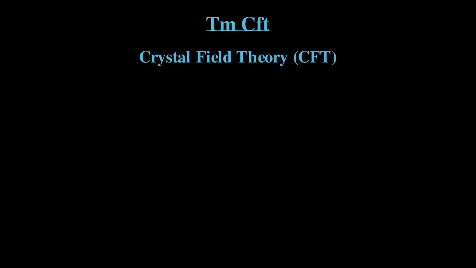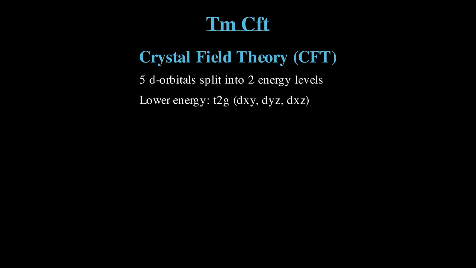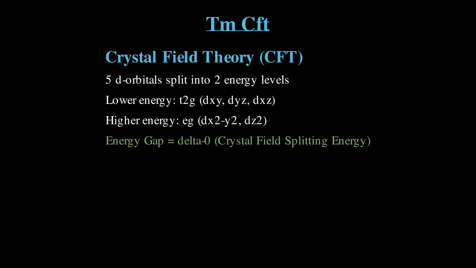In a free metal ion, all 5 d orbitals are degenerate, meaning they have the same energy. But as ligands approach in an octahedral complex, these orbitals split into 2 energy levels. A lower energy set called t2g, which includes the dxy, dyz, and dxz orbitals, and a higher energy set called eg, containing the dx² minus y² and dz² orbitals. The energy gap between them is the crystal field splitting energy, delta naught.